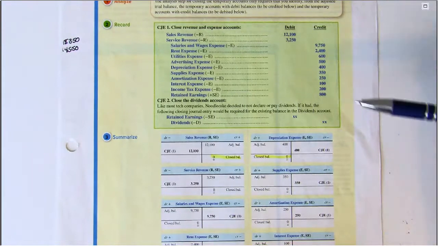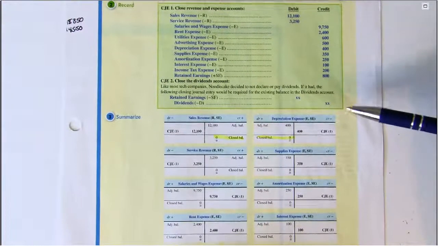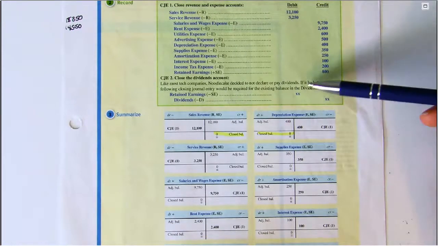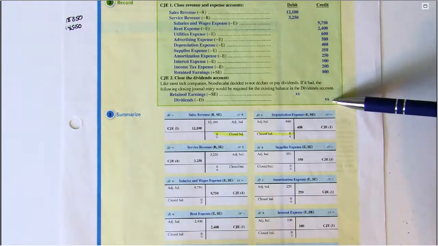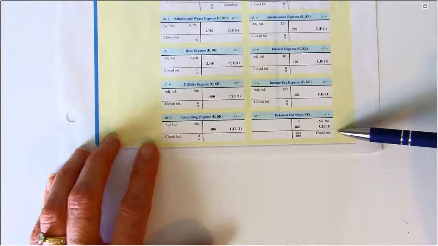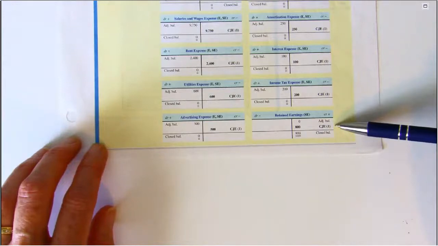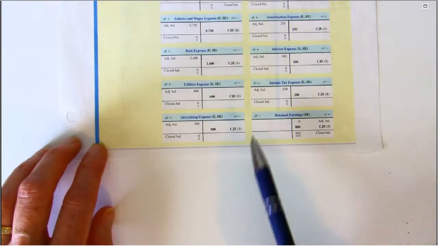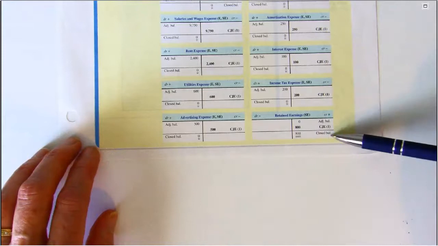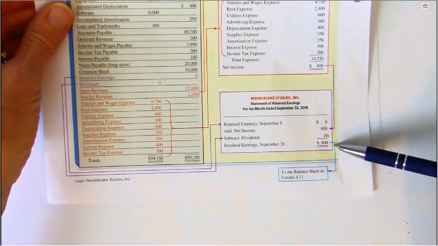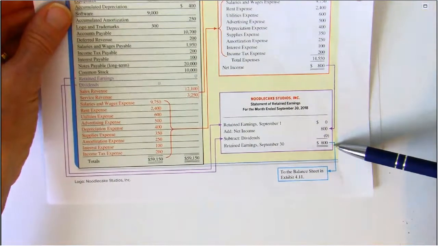The last step is to close the dividend account, but unfortunately this problem didn't have dividends, so they're just showing you an example. You would debit retained earnings and credit dividends for the amount of the dividends. So now when we look at the retained earnings account balance, we've added in our net income, and if we had closed out the dividends, we would have debited here, and that would have subtracted out the dividends. The ending balance of our retained earnings account matches the ending balance on our retained earnings statement.